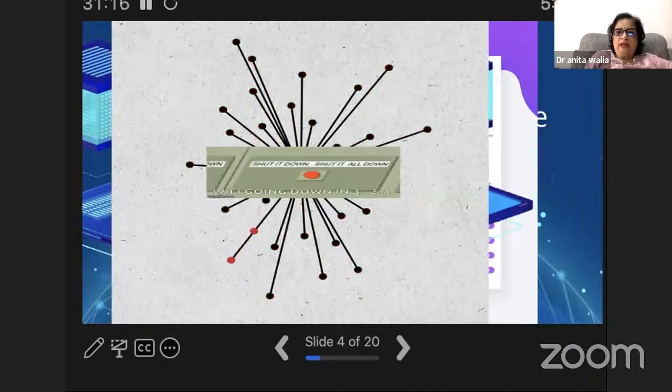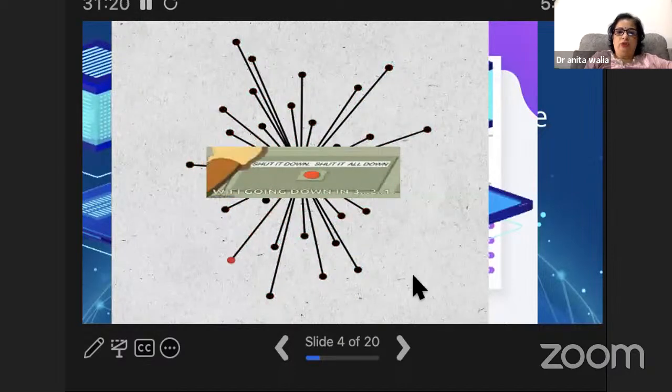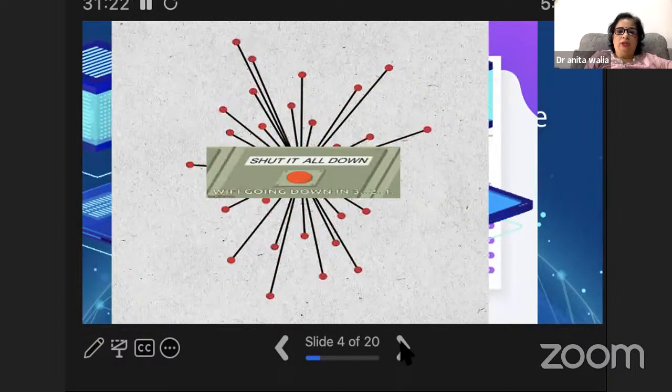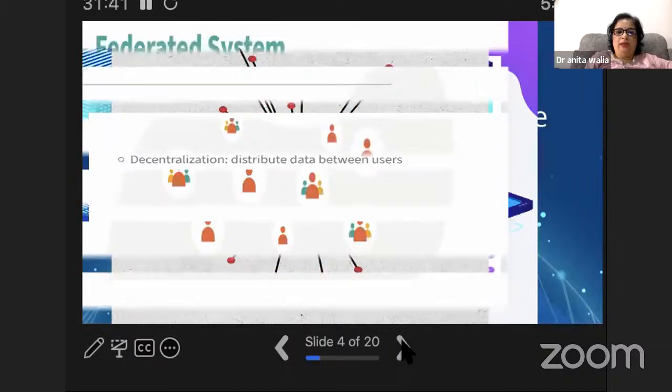So decentralization is trying to solve these issues by distributing the data between all the users on that platform. There are many ways of doing this. Here are two examples: one is called federated decentralization, and the other is called absolute decentralization. Okay, so in federated decentralization, what happens?